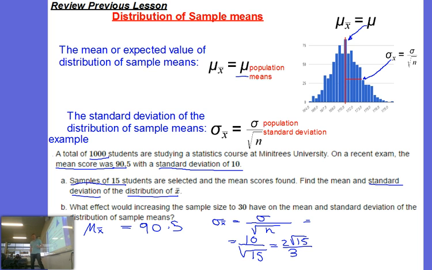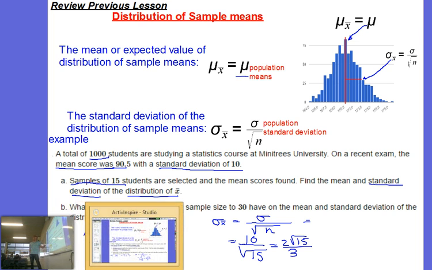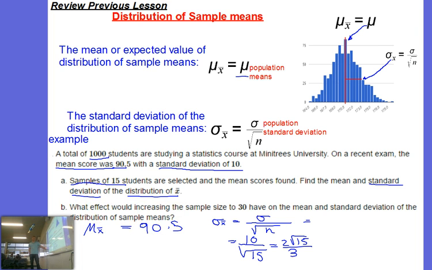Okay. Multiply the top and the bottom by root 15. Okay. And just evaluate that to maybe 1 decimal place. Now, let's discuss what's going to be the effect when increasing the sample size to 30. So it goes from 15 to 30. What's that going to have an effect on the mean of the distribution?